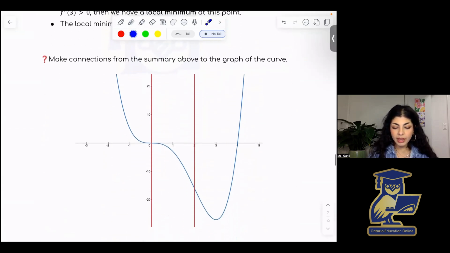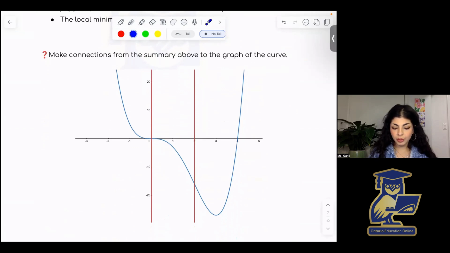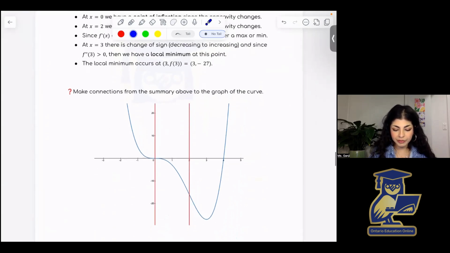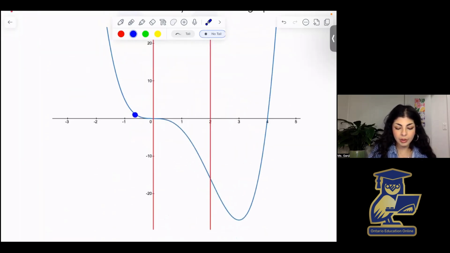Now let's make connections from above to the graph. This is what the graph looks like. So here we have x is 0 and x is 2, which are our points of inflection. Clearly here you can see we're going concave up and then concave down. And now from concave down, we are going to concave up and we continue and it stays concave up.